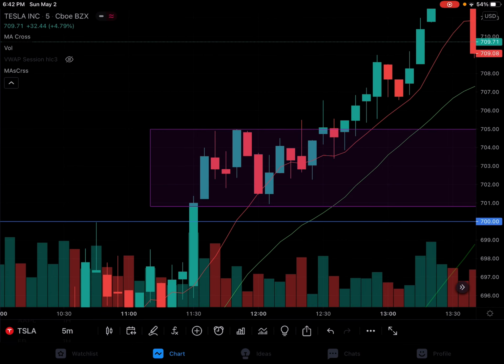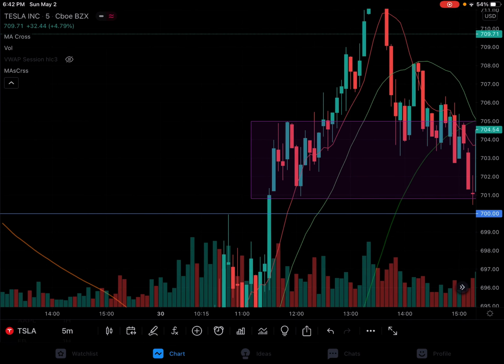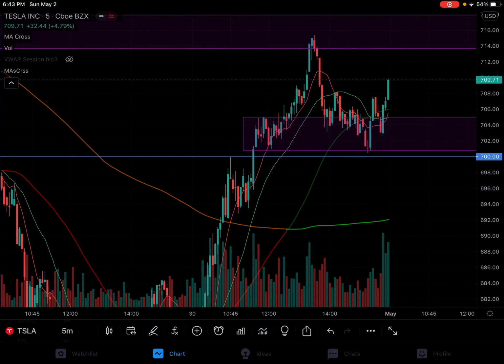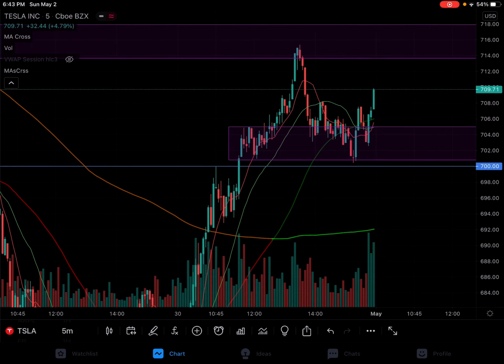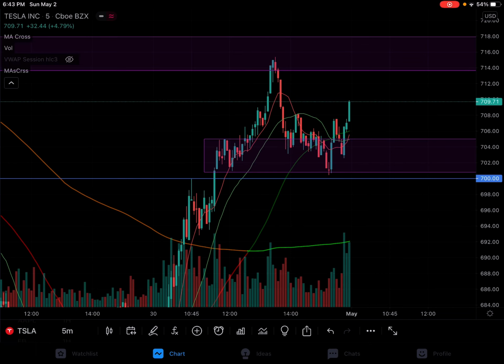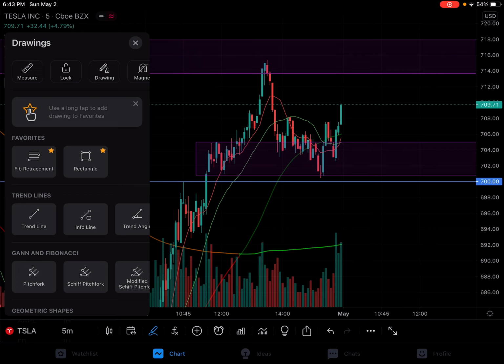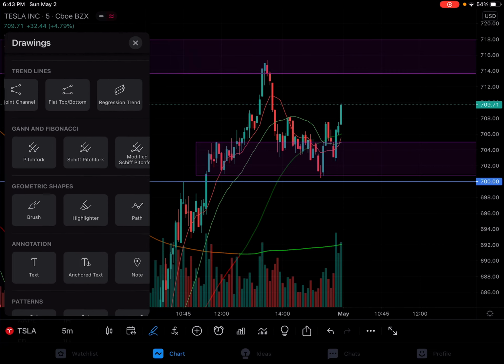You have this area of consolidation. So now this is a support or a demand zone. So I look for price to come back down and then rally out of this demand zone. So right here, if you look, there's actually a doji at the bottom of this demand zone.